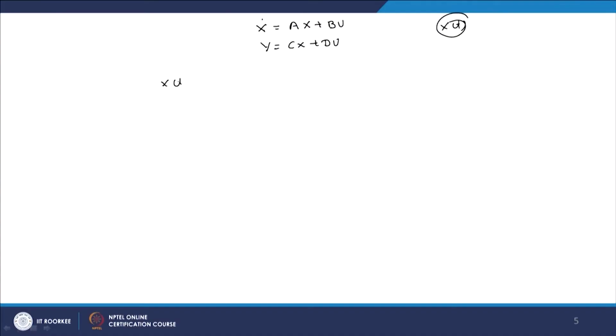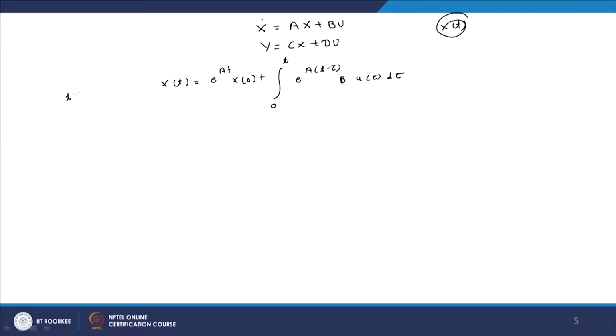This x of t equals e raised to A t times x of 0, plus the integral from 0 to t of e raised to A into t minus tau, B u of tau d tau. This is the state equation we have written for x of t, but now our final time is t equal to Tf. Now this equation we have to write in terms of the final time Tf.